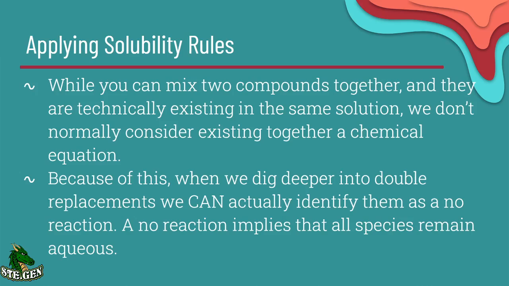So we actually need to dig deeper into the double replacements and identify them as a no reaction. We want to figure out, does nothing technically happen? Are they just existing next to each other? A no reaction just implies that all species that are in it remain aqueous. And remember, aqueous means dissolved in liquid. And we just figured out a whole bunch of rules that tell us if something will dissolve or won't dissolve. So we can use those rules and figure out, if there's a certain combination of stuff, whether they should make something that might fall out of the solution. It might turn into a solid and no longer be aqueous. And that, chemically speaking, is interesting. So we care about that.